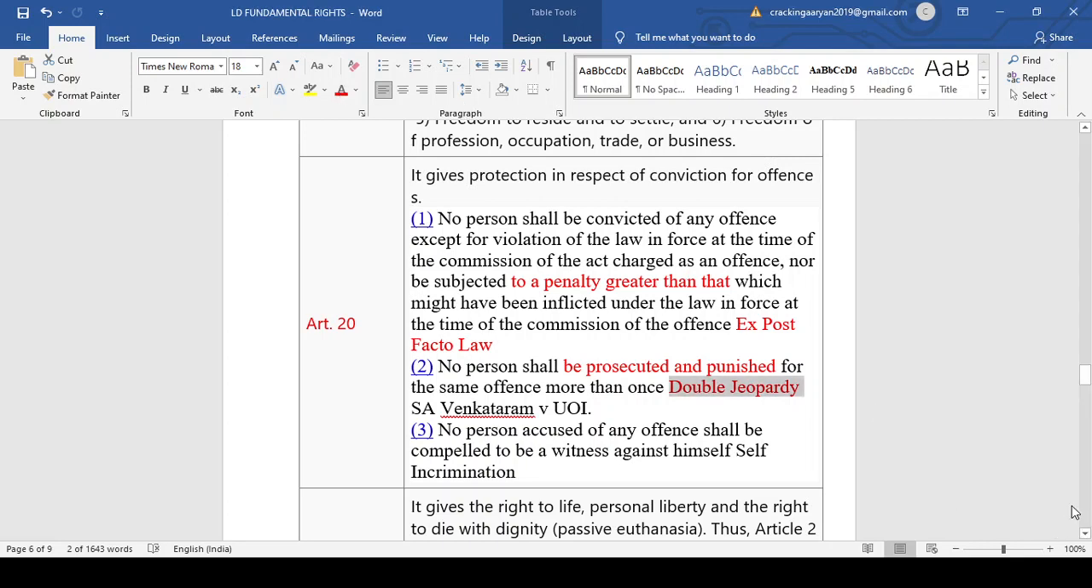Now another important thing that comes under Article 20 clause 3 is the S.A. Venkataraman versus Union of India case. This is a very famous case. What happened in this case? There was a charge against an employee of an office.